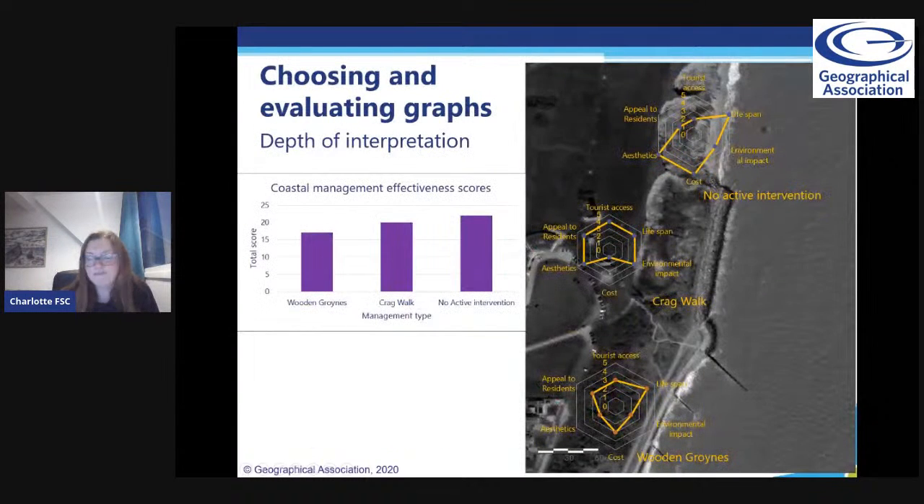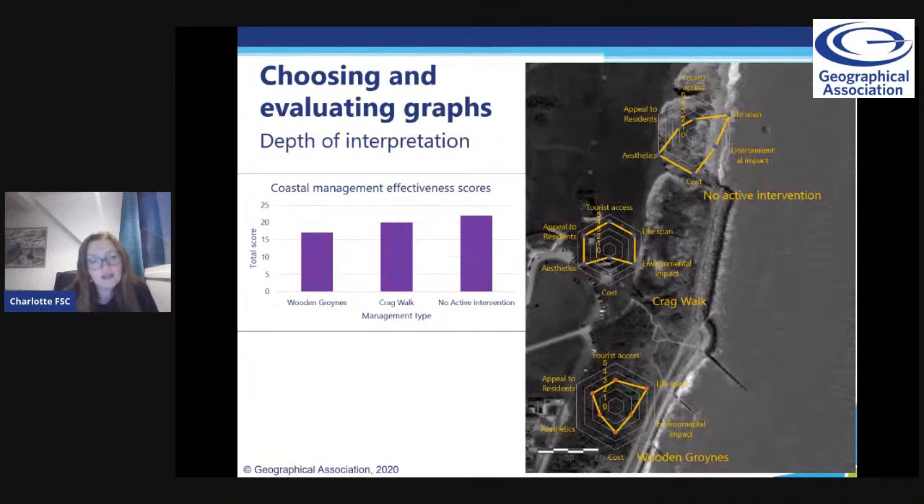Let's try our next one. Okay, so remember, we're thinking about the pros and cons for each, which would be the best way, in this case, to aid your depth of interpretation. So how can we use graphical skills to help us interpret this data in as deep a way as possible?